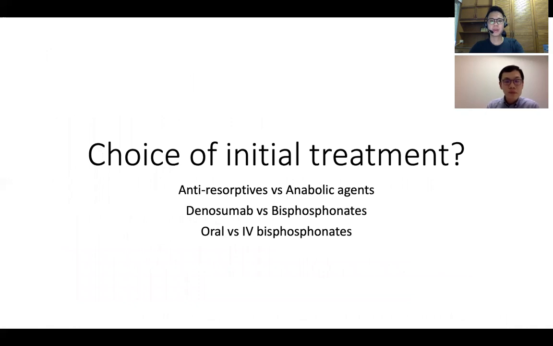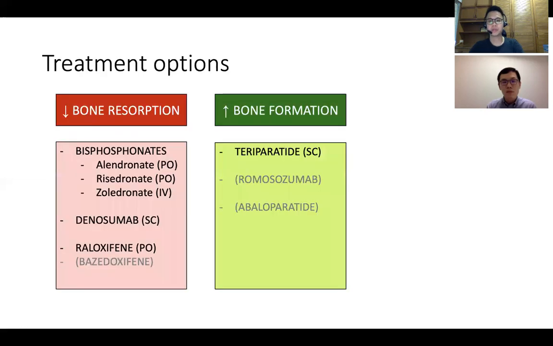Okay, the next question is about the choice of the initial treatment. We know we have the options of anti-resorptives, of which we have bisphosphonates, oral and IV, and denosumab, and a range of anabolic agents as well. So maybe you could give us an overview of how you approach the choice of initial treatment.